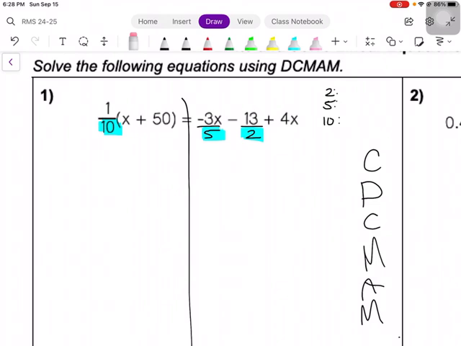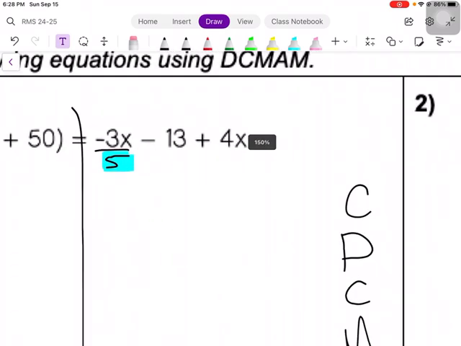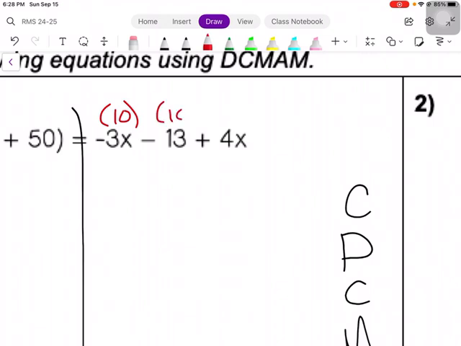Now, luckily, I only have one fraction here. It's just a 10, so I don't have to do all that trouble. I'm just going to multiply everything by 10. Now, when I say everything, I mean every term. So I'm going to start on the right and start multiplying those things by 10. So this thing times 10, negative 13 times 10, positive 4x times 10.